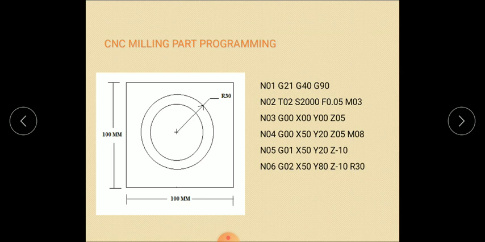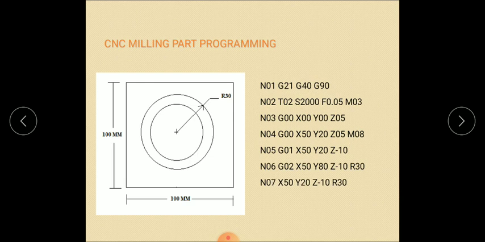Then next, G02, X50, Y80, Z minus 10, R30. Here G02 represents the cutting composition in the clockwise direction. So this is the clockwise direction. X50, then Y80. Now X50 is this, then it goes on moving up to Y80. So here this composition becomes Y80, and by giving the depth of cut as minus d, we obtain the radius 30 mm.